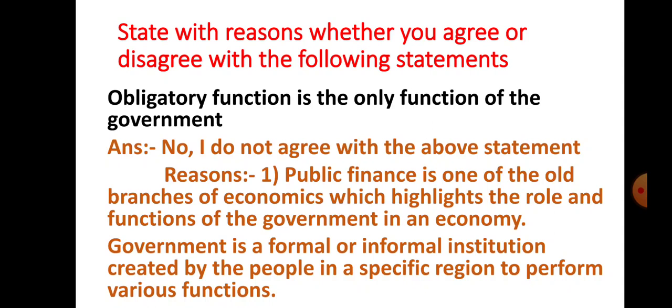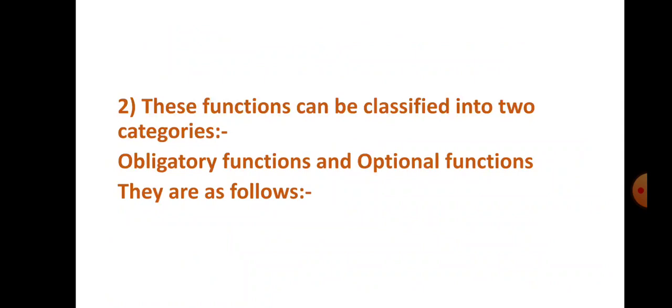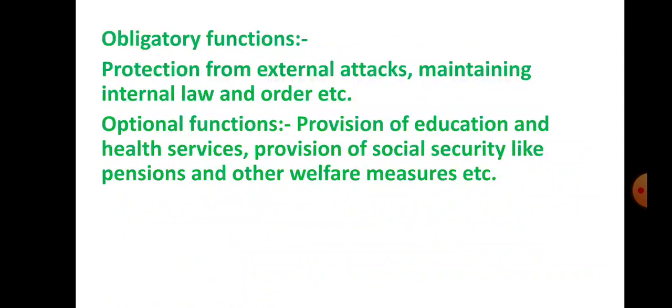Public finance is one of the old branches of economics which highlights the role and functions of the government in an economy. So government is a formal or informal institution created by the people in a specific region to perform various functions. Next reason is these functions can be classified into two categories: obligatory functions and optional functions. Let us see obligatory functions: protection from external attacks, maintaining internal law and order, etc. And what are optional functions? Provision of education and health services, provision of social security like pensions and other welfare measures, etc.